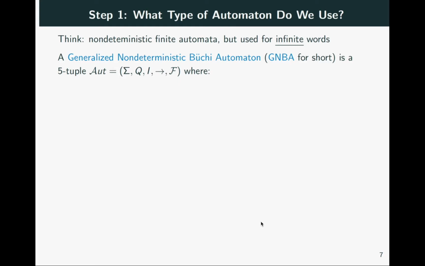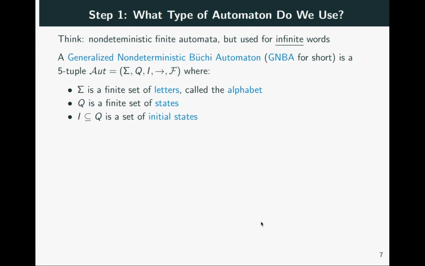A GNBA, say 𝒯, is a 5-tuple consisting of a finite set Σ, called the alphabet, and whose elements are called letters. Of course, they don't have to be actual letters, we just call them letters. A finite set of states Q. A subset I of Q of initial states. A ternary relation between states, letters and states, called the transition relation. We write q →a q' for the fact that the triple (q, a, q') is in the transition relation. This is the usual notation for automata.